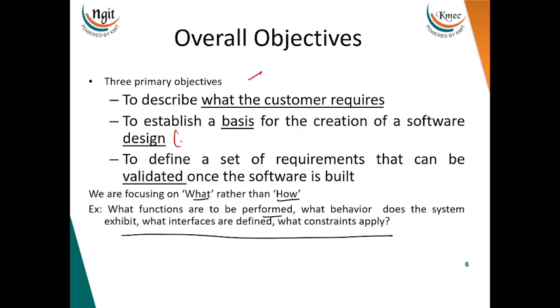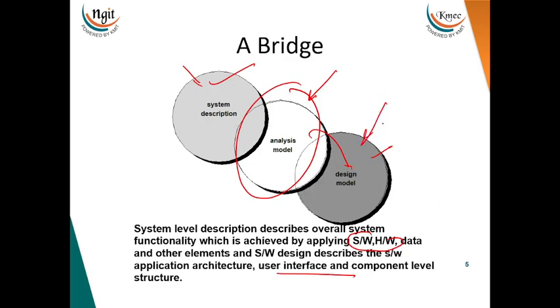To define a set of requirements that can be validated when the software is built. Once the software is built, we are going to verify it against what the customer required, to establish the basis for the creation of the software design. We are focusing on what has to be done rather than how we are going to do it: the functional performance and behavior. How it is done comes later, in the design model; what has to be done comes here.